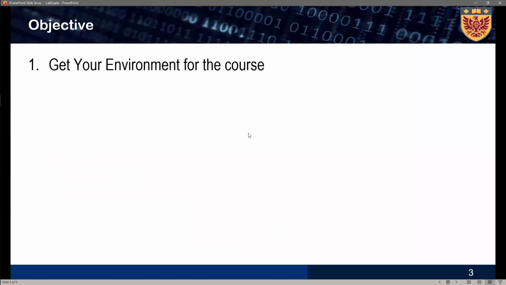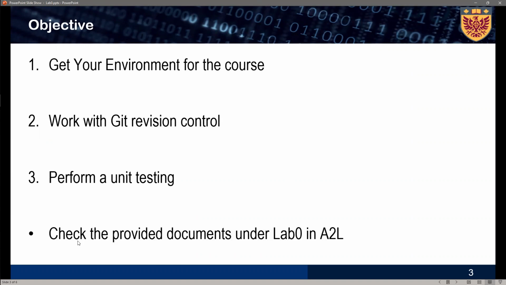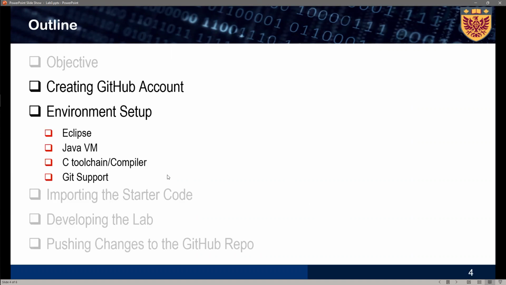So for the objective, the main important objective of this lab is to get your environment set up for the rest of the course and make you familiar with Git revision control and performing unit testing. Please make sure that you check the provided documents under Lab 0 in Avenue to Learn to get the benefit of these objectives. So let's start with the environment setup.